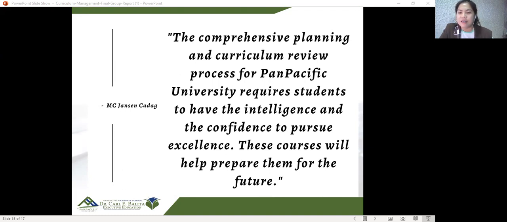The importance of his takeaway is that we need to provide comprehensive planning or curriculum review, meaning we must take into consideration the gaps, not only the gaps, but the things that we need to improve as they relate to the intelligence and confidence of their students.